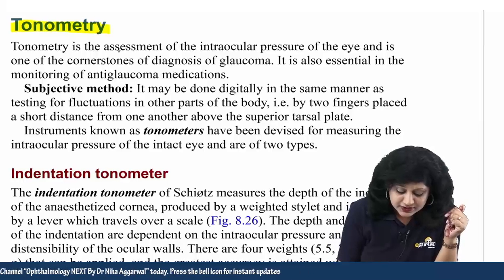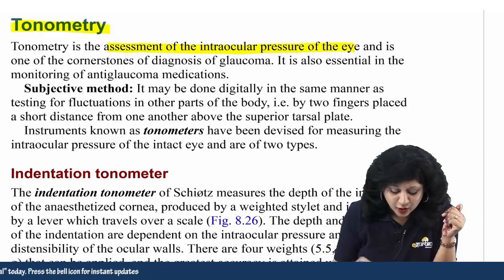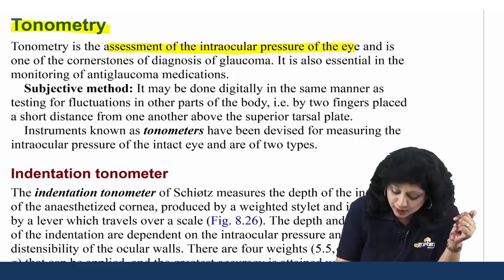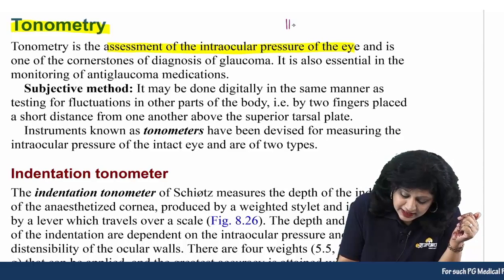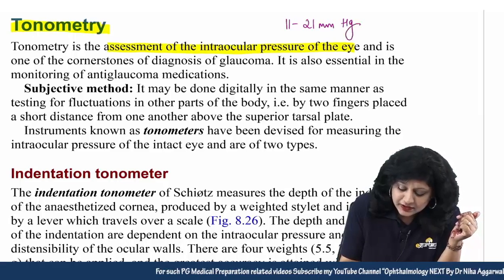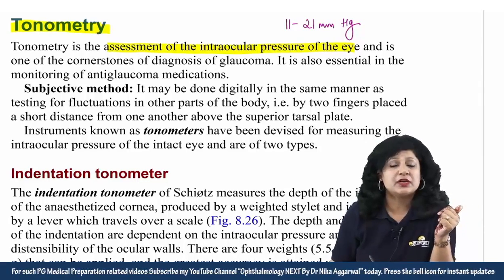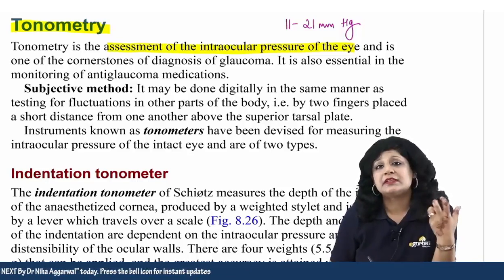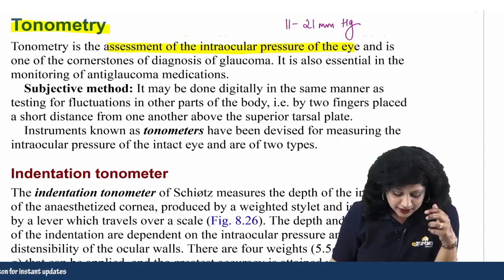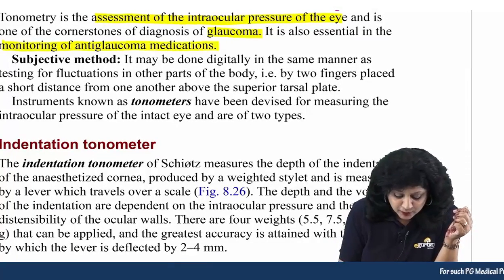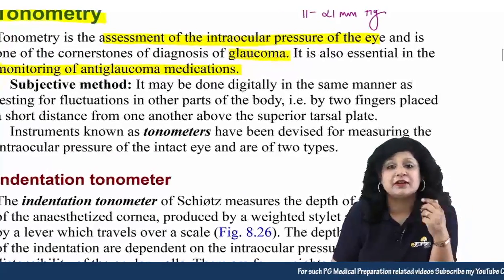Tonometry is the assessment of the intraocular pressure of the eye. We all know that there's a pressure inside, and what was the normal value? Normal value is 11 to 21 mm of mercury, and we require a normal range of intraocular pressure in order to see that the eyeball is maintaining its normal shape. Now, it is one of the cornerstones for the diagnosis of glaucoma, and it is also essential in the monitoring of anti-glaucoma medications.